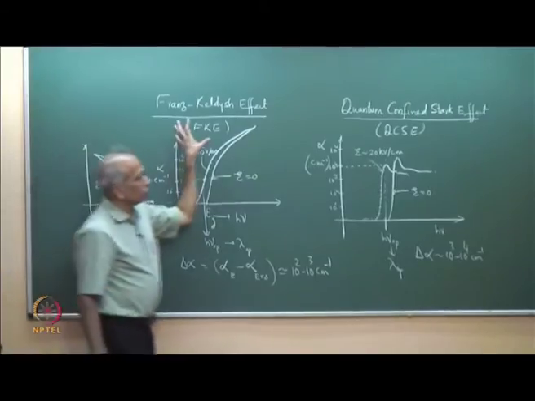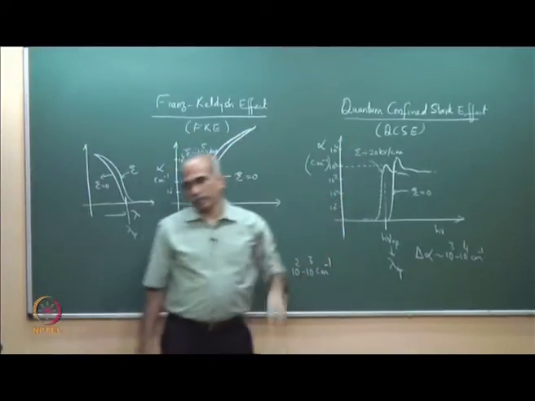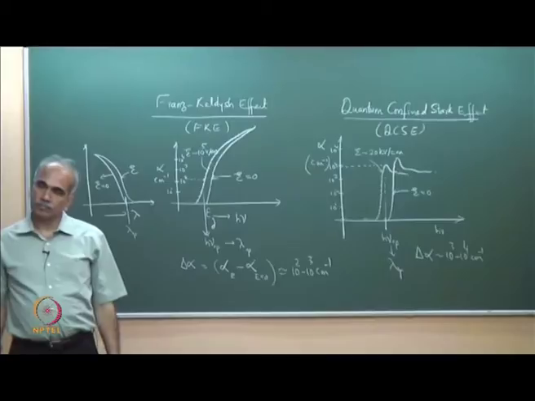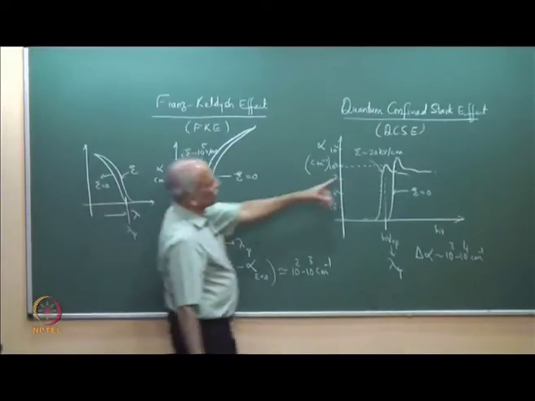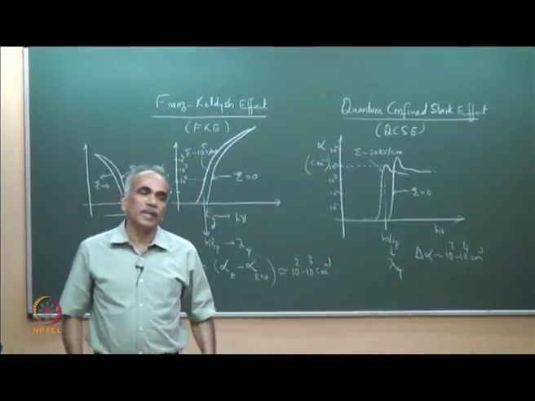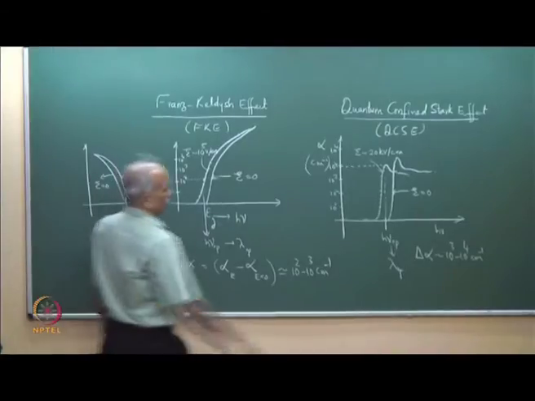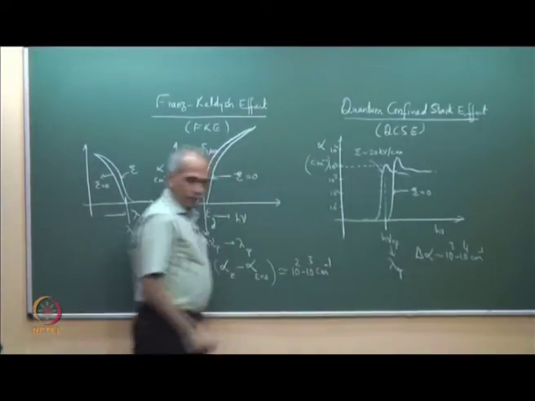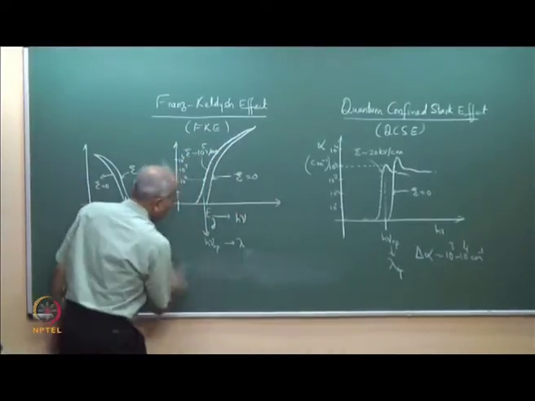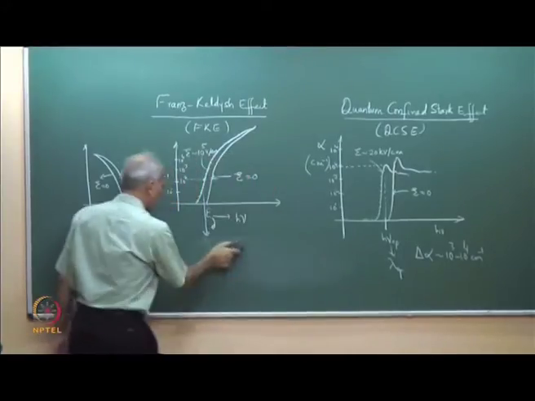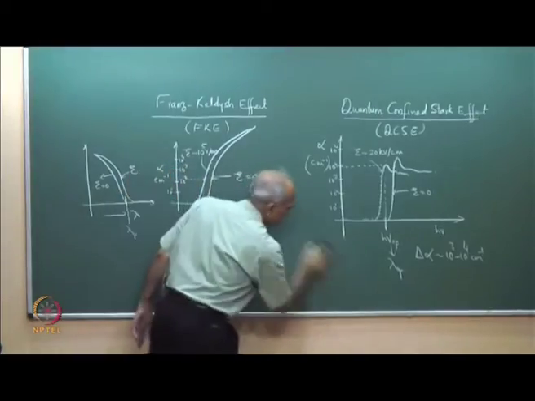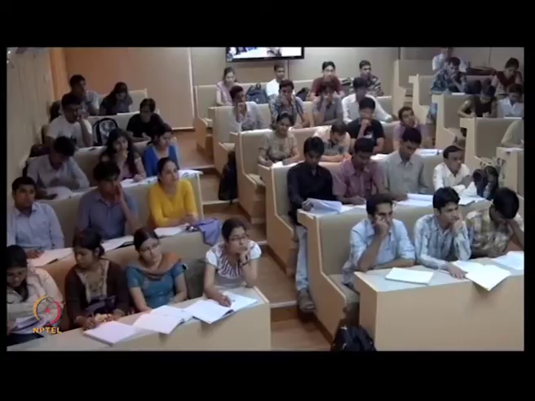So, this is Franz-Keldysh effect and quantum confined Stark effect. Why does the excitonic peak reduce on application of electric field? When you apply an electric field, as I had discussed in the last class, the wave functions associated with the electron and hole which form the exciton tend to dissociate, that is, they tend to ionize.